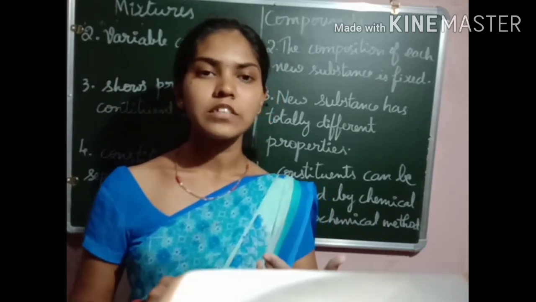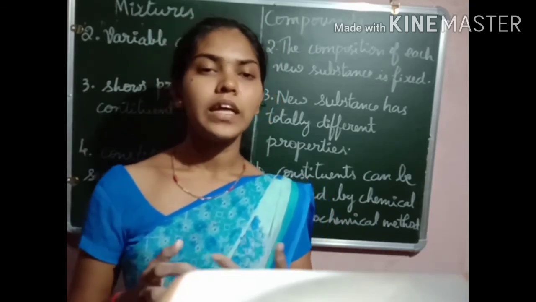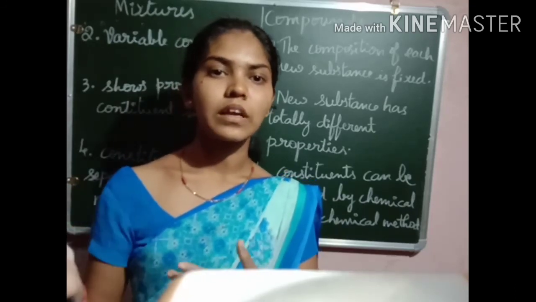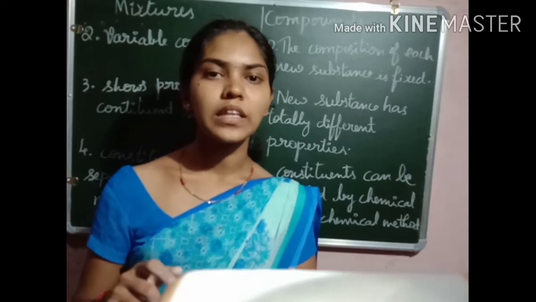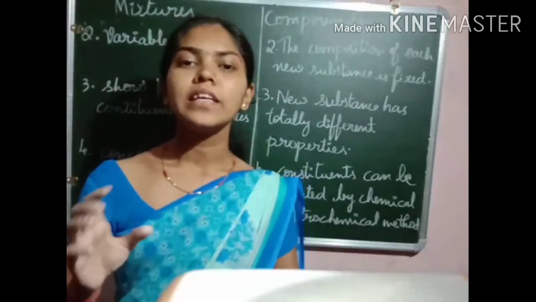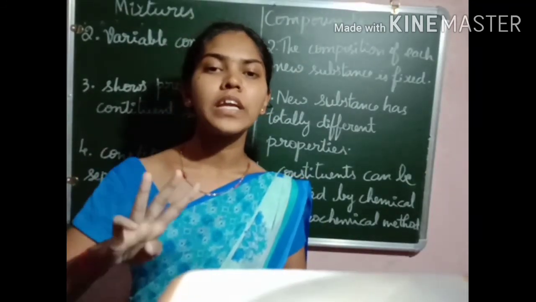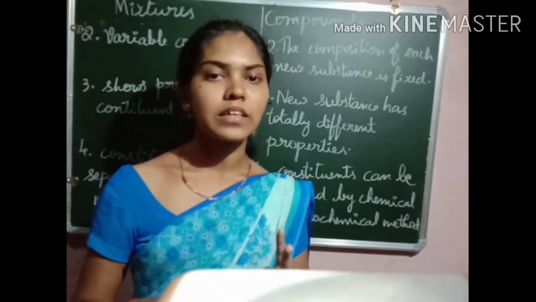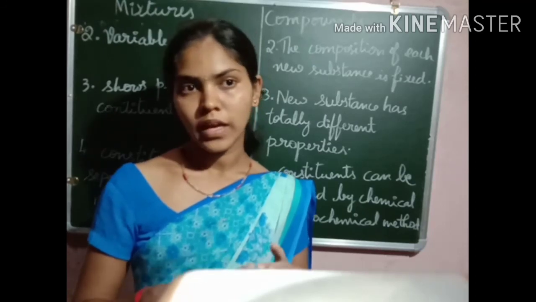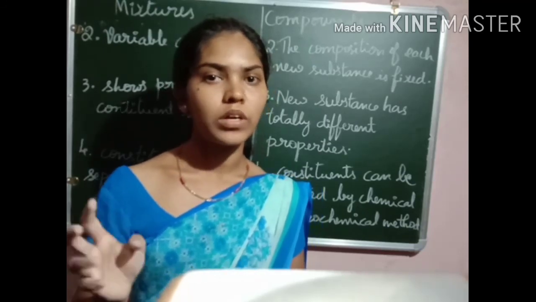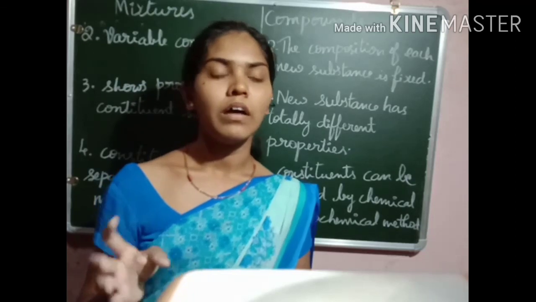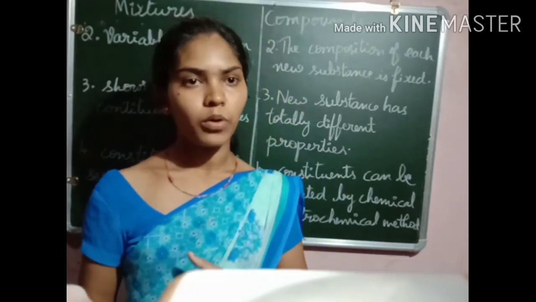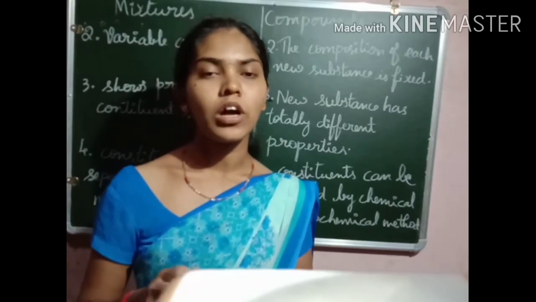Solution, suspension and colloids. Then the pure substance, which is classified into two types: elements and compounds. Again, elements are classified into three types: metals, non-metals and metalloids. Then compound. What is a compound? When you combine two or three elements, you obtain a compound. So we have discussed all about this.